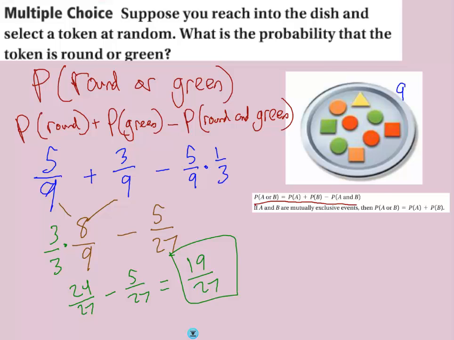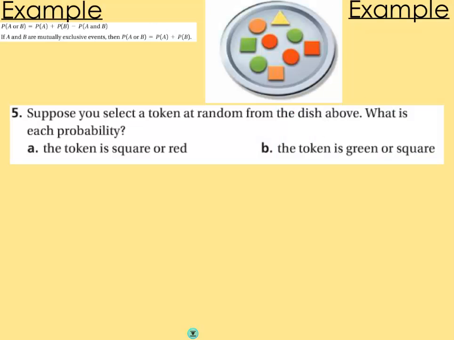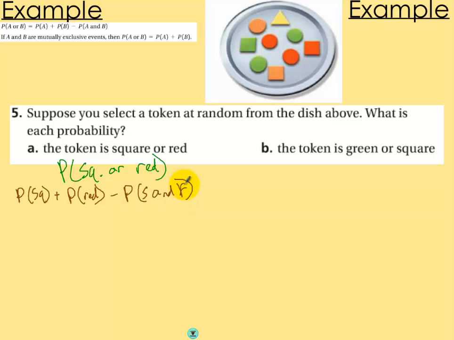Let's try some examples. Pause the video. Alright, same token question. Suppose you select a token at random from the dish above. What is each probability? The token is square or red, so the probability of square or red. These are not mutually exclusive, so I can go the probability of the square plus the probability of red minus the probability of the and, square and red.